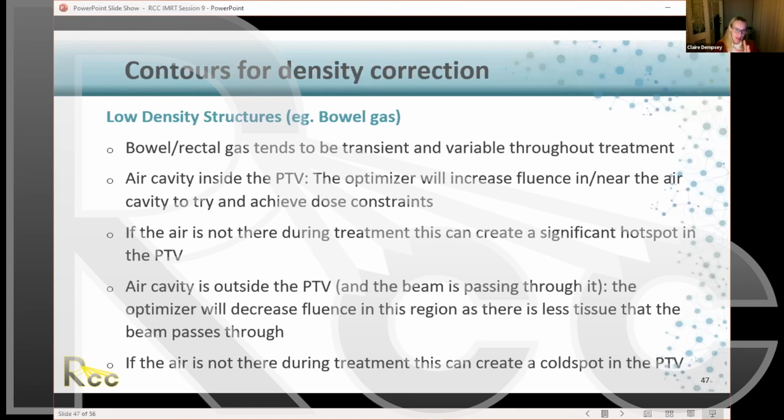So there's a couple of things that bowel gas can do. If the air cavity is inside your PTV, what will happen is the optimizer will increase the fluence.